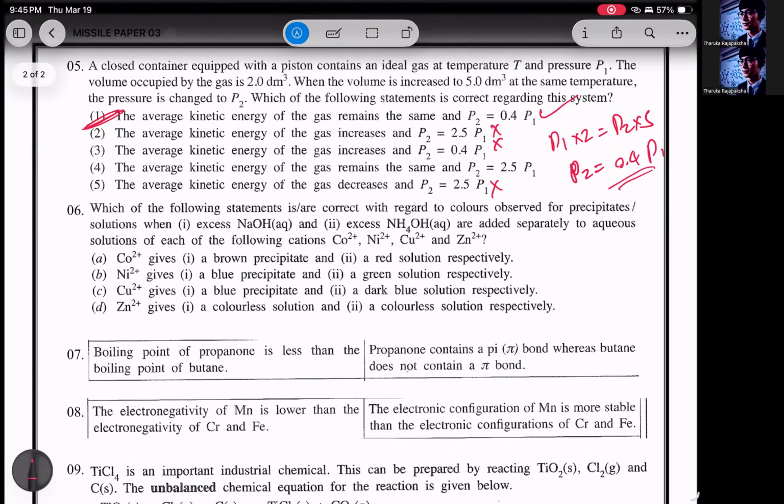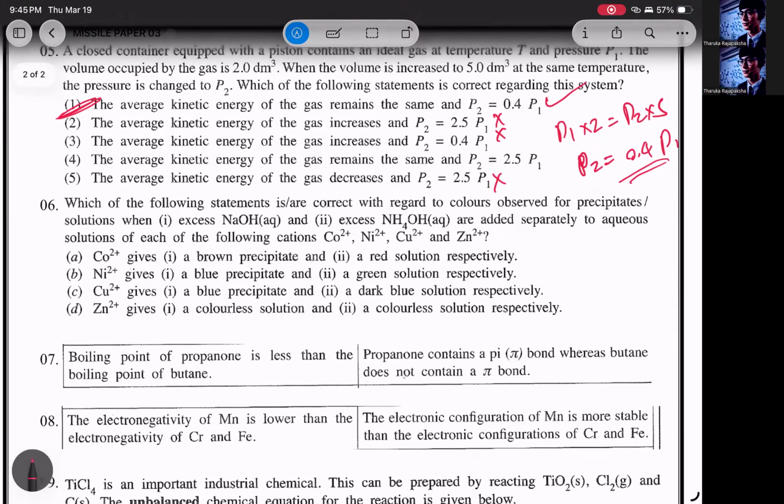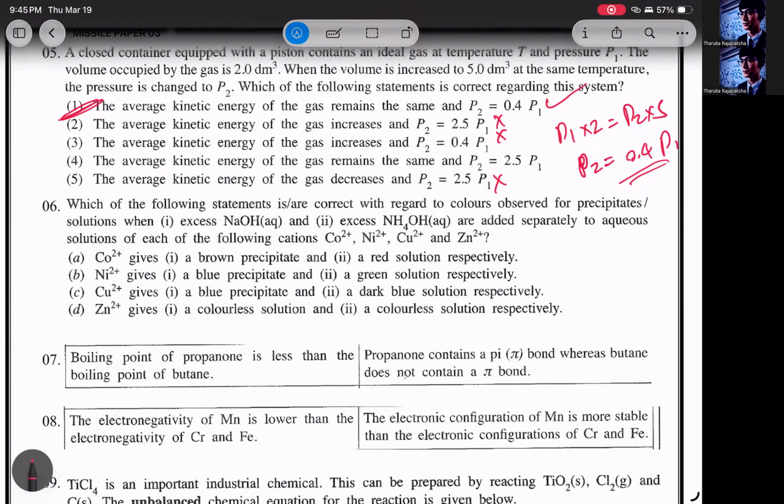Then sixth one: which of the following statements is correct with regard to colors observed for precipitates or solutions when excess sodium hydroxide and excess ammonium hydroxide are added separately to solutions of each of the following cations: cobalt 2 plus, nickel 2 plus, and copper 2 plus. So cobalt 2 plus gives a brown precipitate and a red solution with excess OH minus, they're asking. With excess OH minus, cobalt will not dissolve. It will give a brown color precipitate.